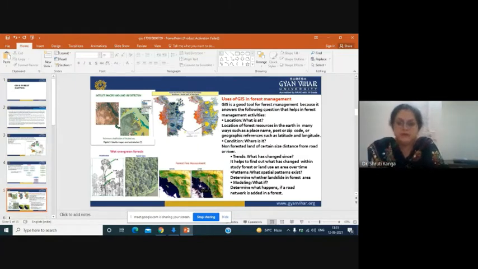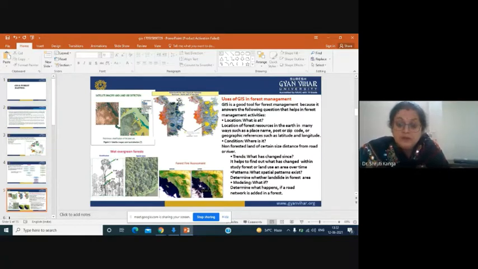Non-forested land of a certain size, or distance from the road or river, can be calculated. For example, this point is 10 kilometers away from this river or this road. So that location can be easily found with reference to other features of interest.